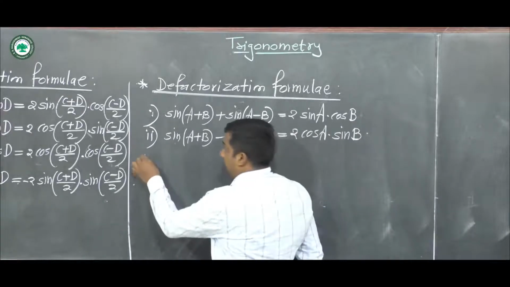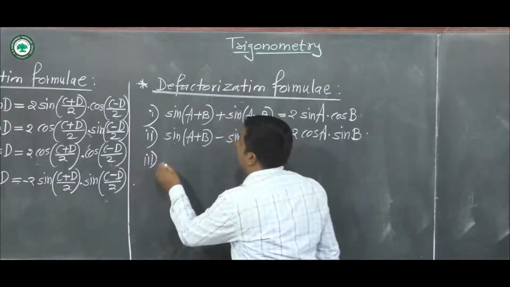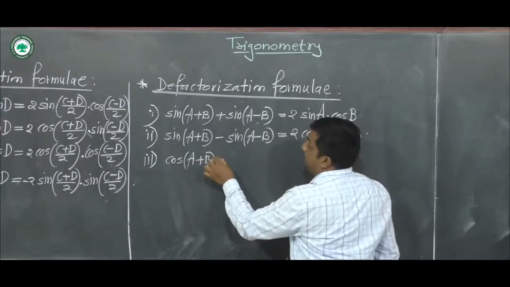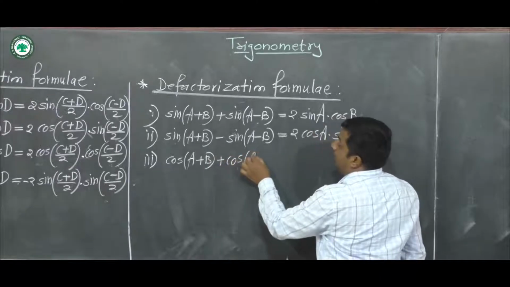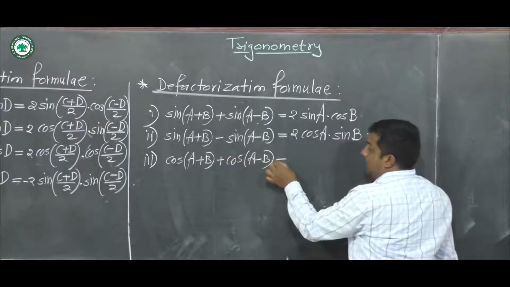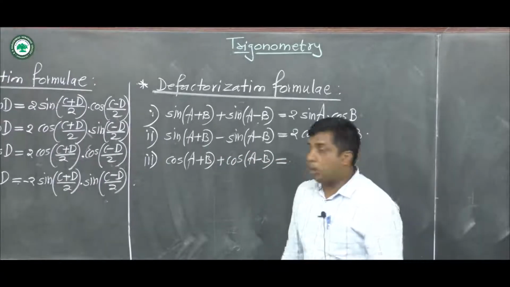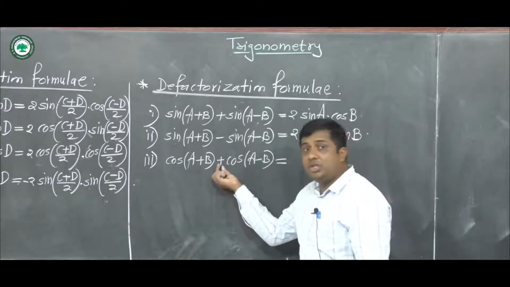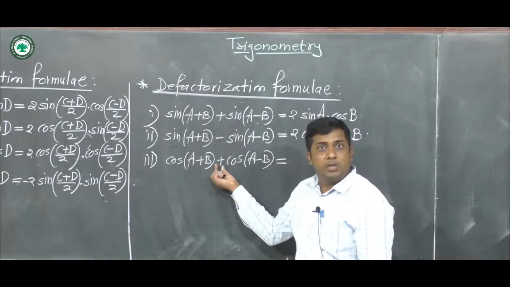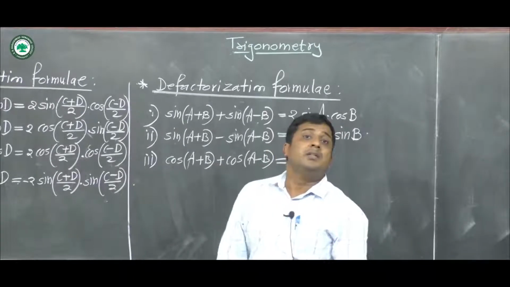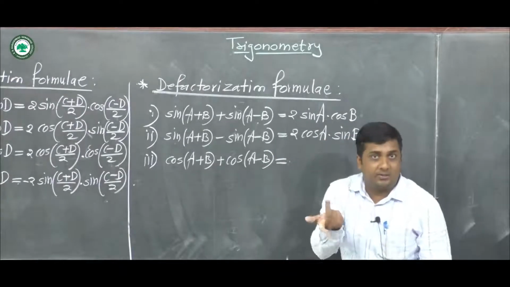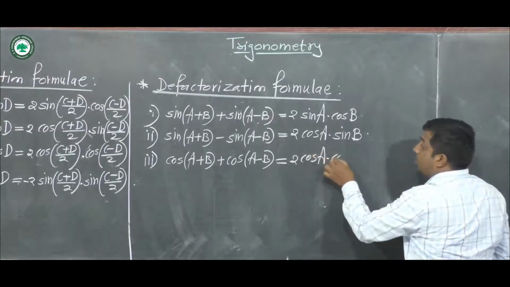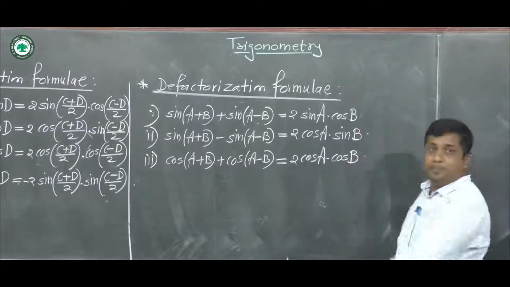Next, in third, we consider the cosines. Here cos(A+B) plus cos(A-B) is equal to. Both cosines are given. In between these two, addition, that is plus sign is given. If we have a plus sign, then we consider 2 cos cos. 2 cos cos means 2 cos A into cos B.